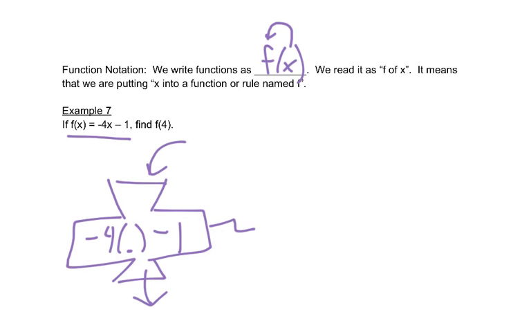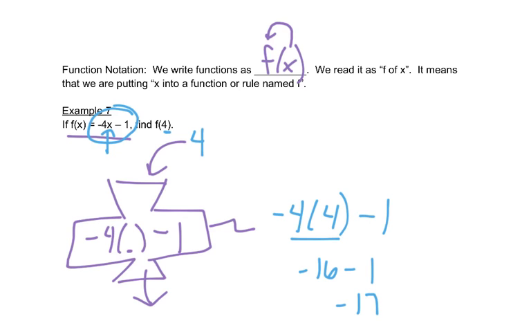So this is saying that I want to put 4 into this machine. So when you turn that handle, this machine says, okay, I'm going to take negative 4 times 4 minus 1. And I'm getting that from right here. This x represents the number that's being put into that spot. So negative 4 times 4 would be negative 16, minus 1 would be negative 17. So that's what's coming out of here, and that's our answer.